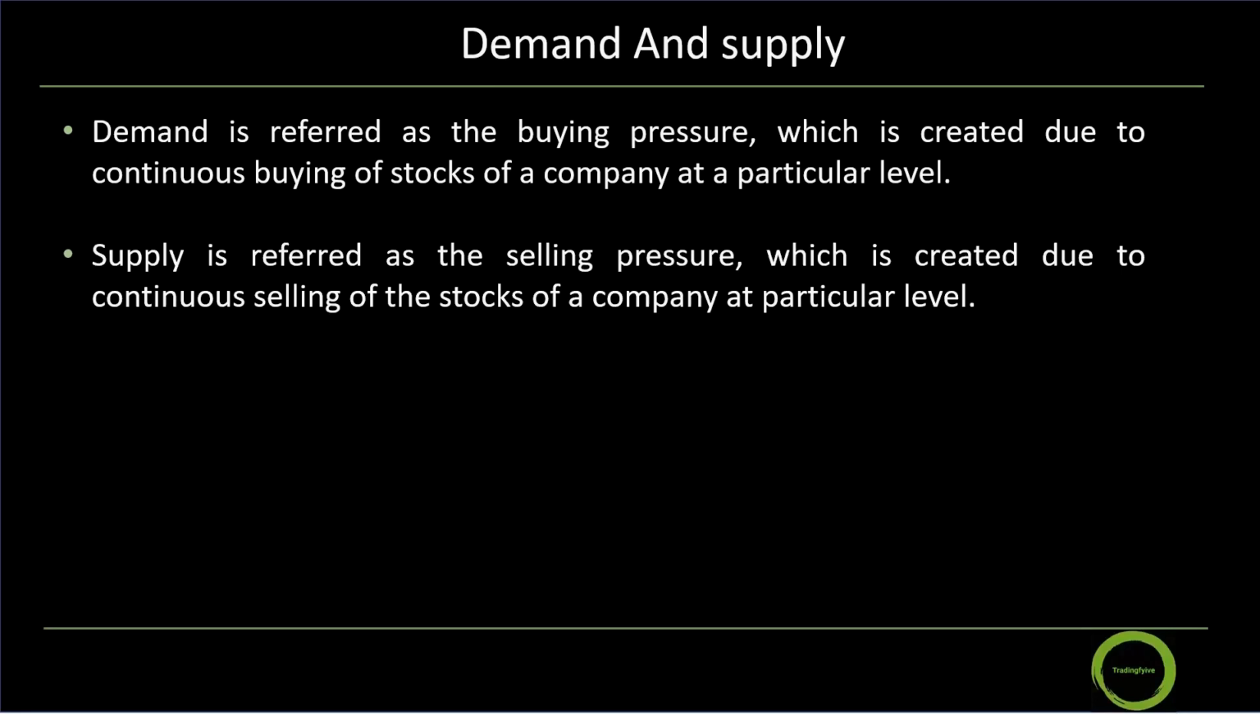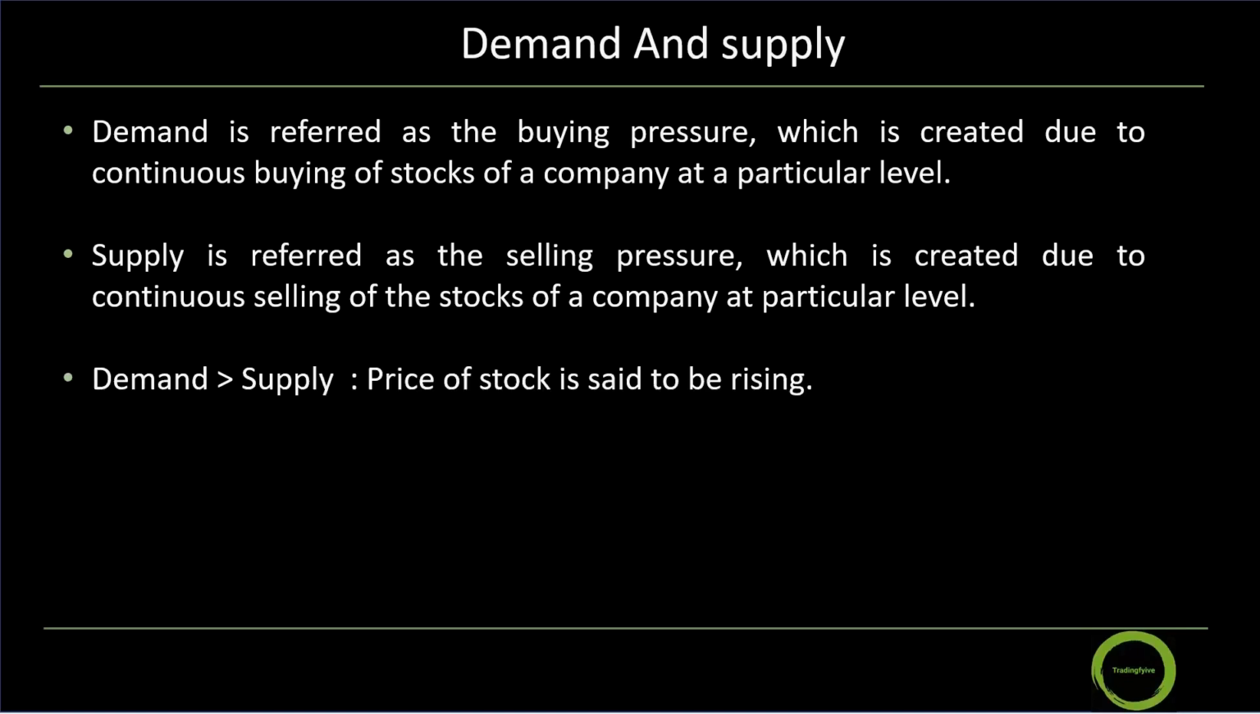Before getting started with technical analysis, it is necessary to know demand and supply and what their effects are on the market. In the first condition, when the demand outnumbers the supply, that is the demand is more than the supply, the price of the stock is said to be rising. When the demand for a particular stock increases more than its supply, the stock will be moving in an upward direction.